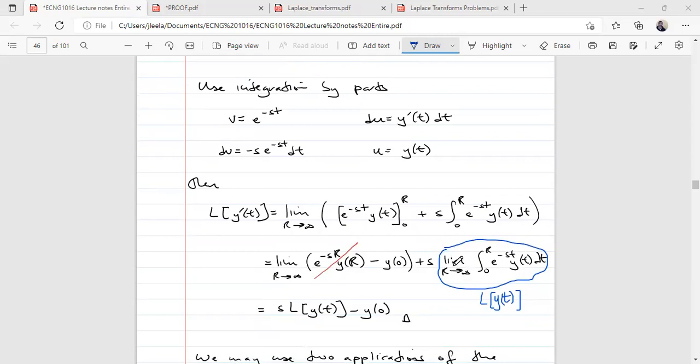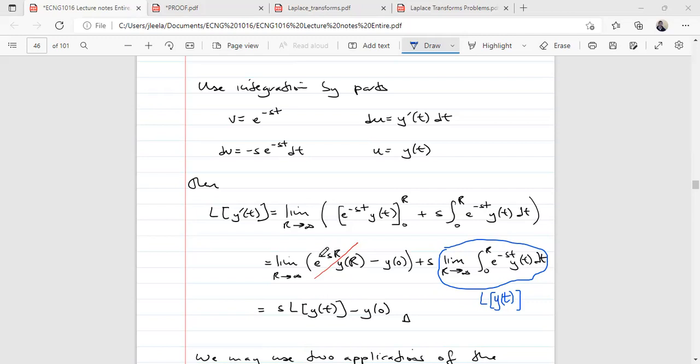So here you take the limit as r approaches infinity, and this part on the right-hand side is, by definition, the Laplace of yt. And on the left-hand side, now you're plugging in the limits as r tends to infinity. The upper limit is r, so you have e to the minus sr, y of r, and then e to the minus s0, which is 1, right? Y of 0, so you're minusing that, right?